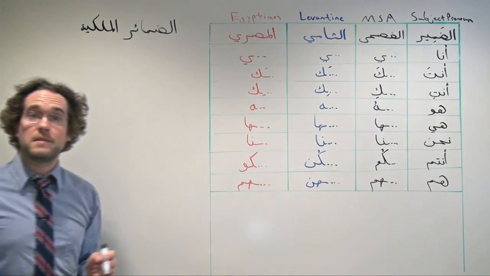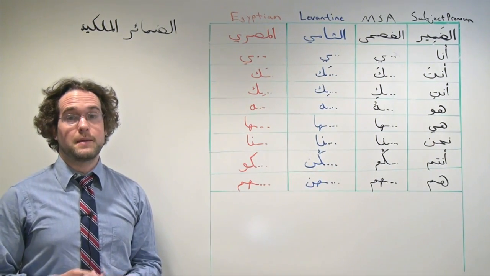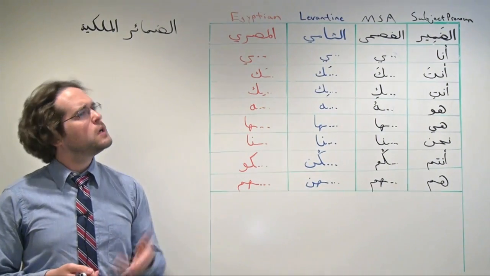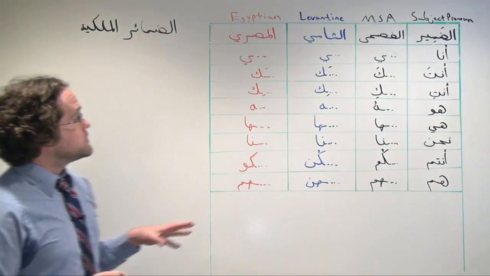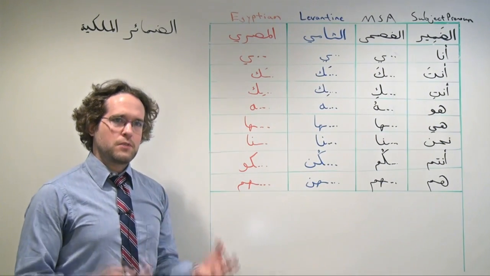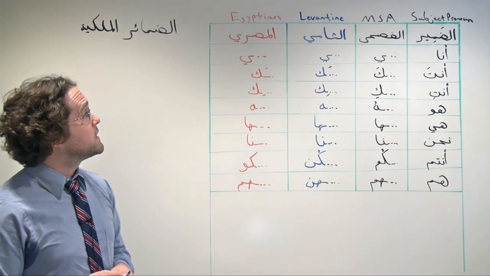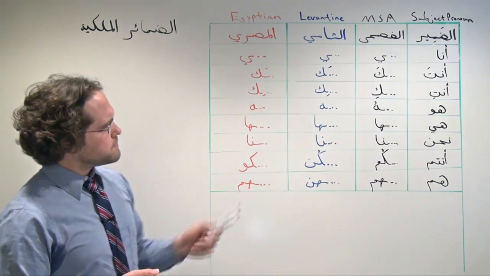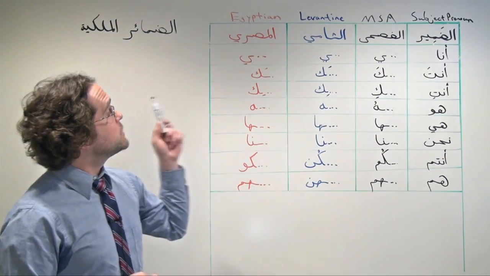الضمائر الملكية. You've probably used some of these already when you say ismi, ismi John, or shu ismak, or ismik. And you've noticed that in order to indicate that kind of possession, my name, your name, her name, we use suffixes.